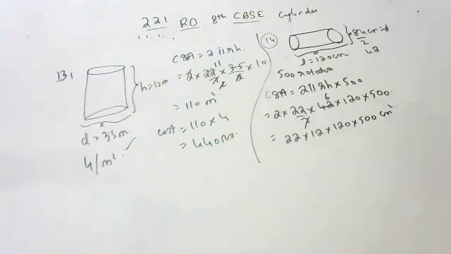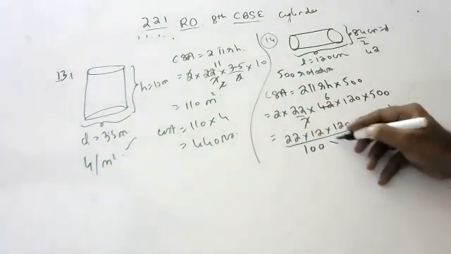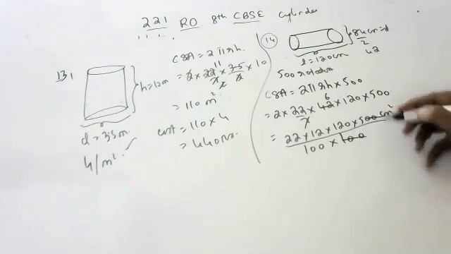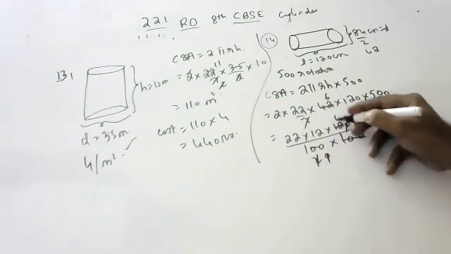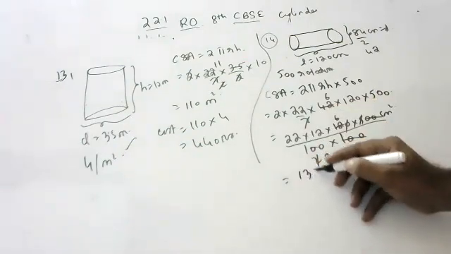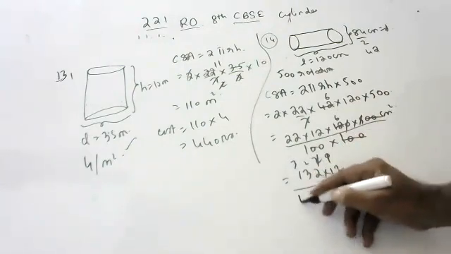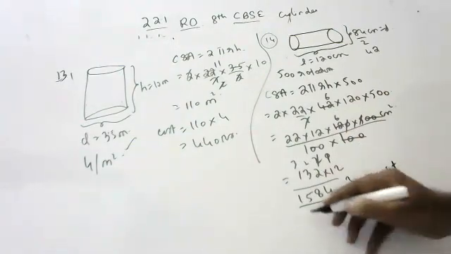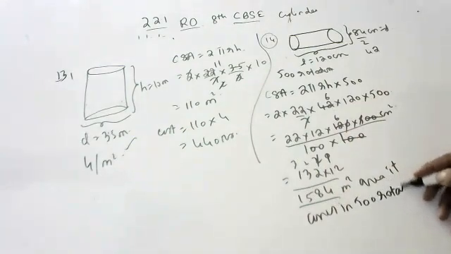How to convert centimeter square to meter square? Divide by 100 twice, because it is square. So 4 zeros are gone. 2 sixes are 132 into 12, which is 1584 meters square. In 500 rotations, it covers this much area.